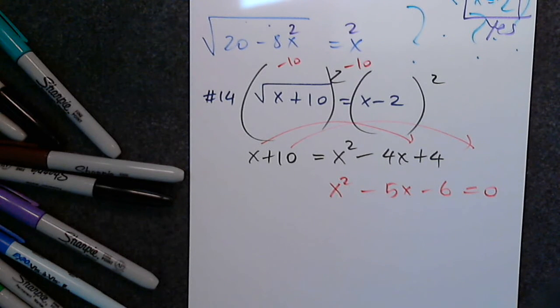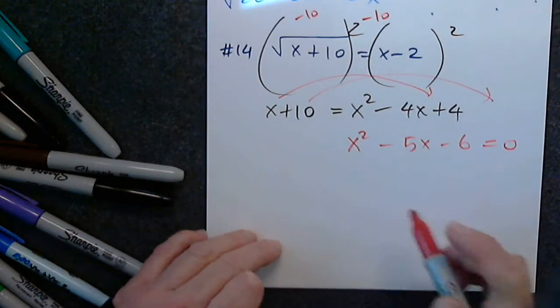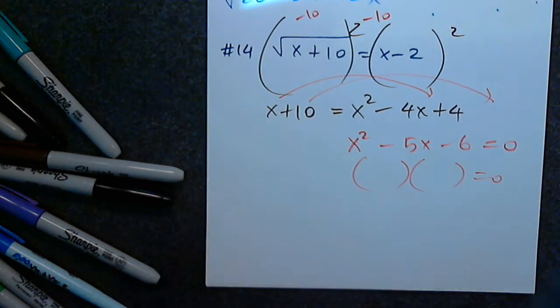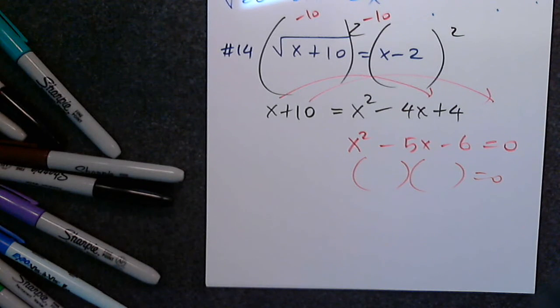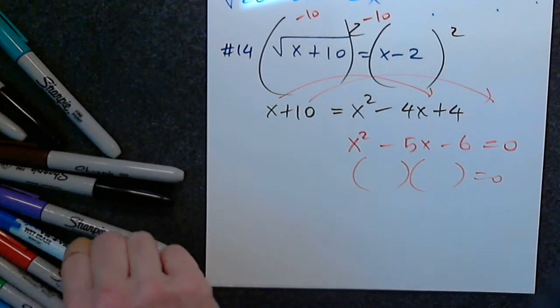So this was positive x. I moved it here. It became negative 5x. This was positive 10. I moved it here. It became negative 6. Okay, so now we know the drill. This is all done. It's in descending order. 1 is the leading coefficient. What do I do now?